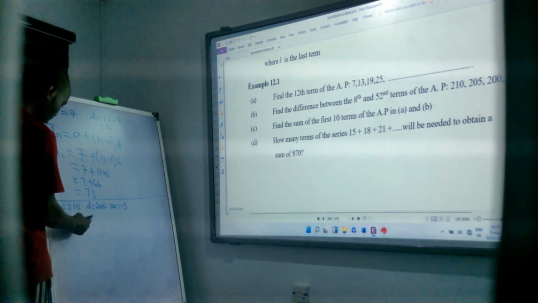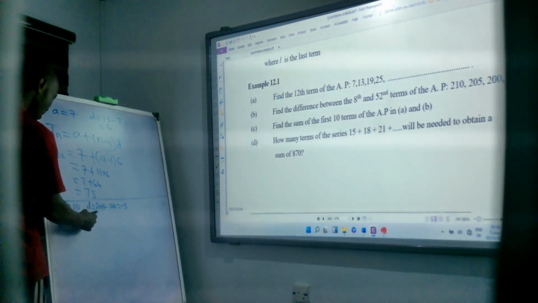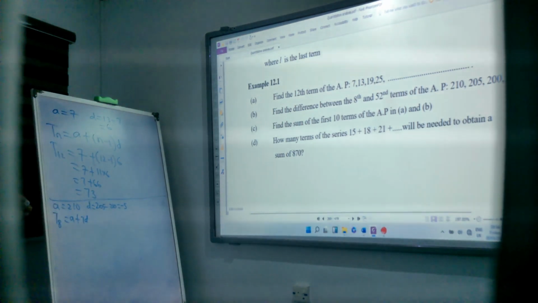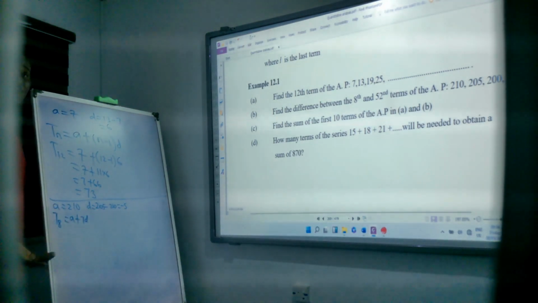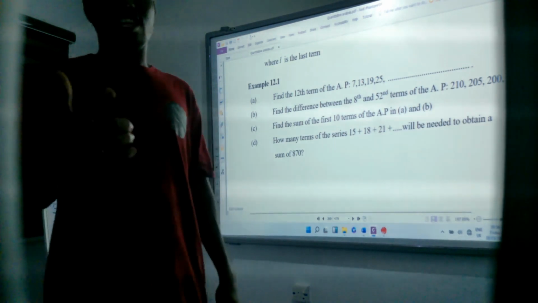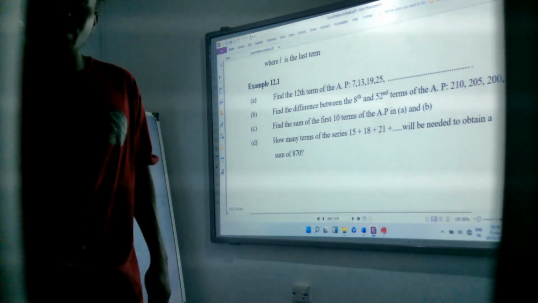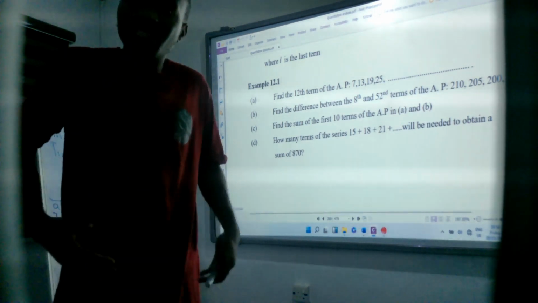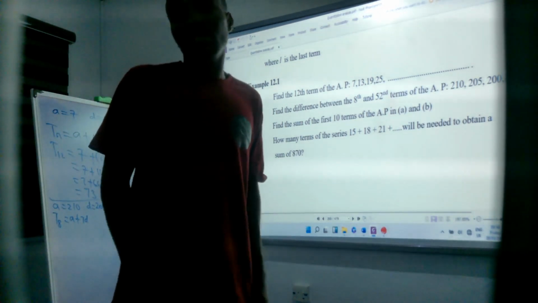And the question says we should find the 8th term. So our T8 is actually the first term plus 8 minus 1, that is 7, so 7D. Next time, if I want to write any term, I'll just subtract 1 from the term number. Is that okay? So in an AP, the 8th term of any sequence is A plus 7D.